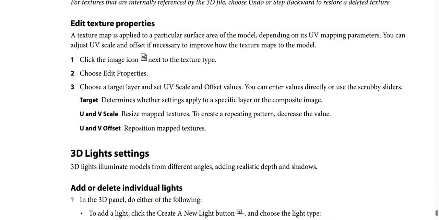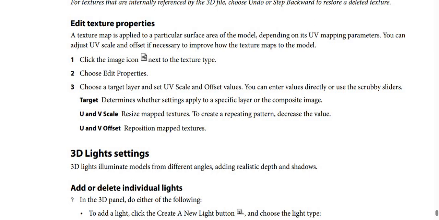How to edit texture properties? By the way, a texture map is applied to a particular surface area of the model, and depending on its UV mapping parameters, you can adjust the UV scale and offset if necessary to improve how the texture maps to the model. We have 3 steps here. The first one, click the image icon, then next to the texture map. The second one, choose edit properties, and number 3, choose a target layer and set UV scale and offset values. You can enter values directly or use the scrubby slider.